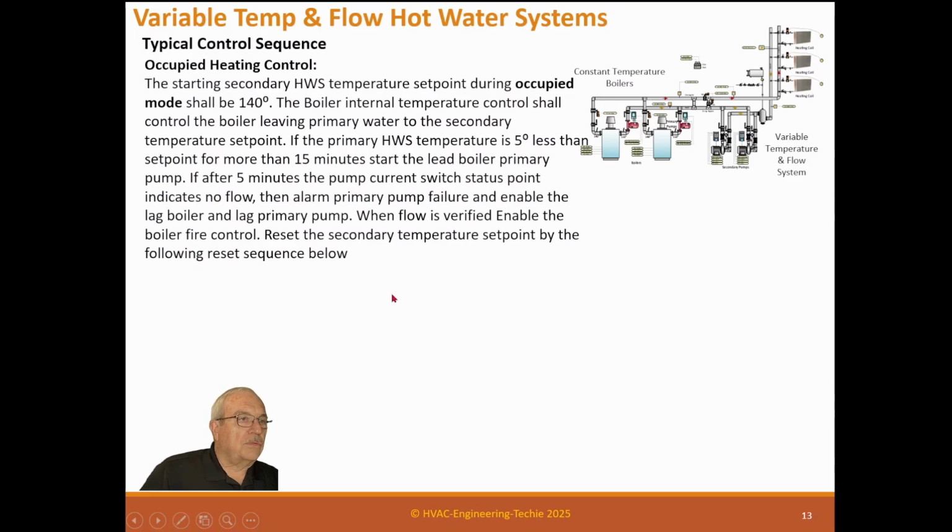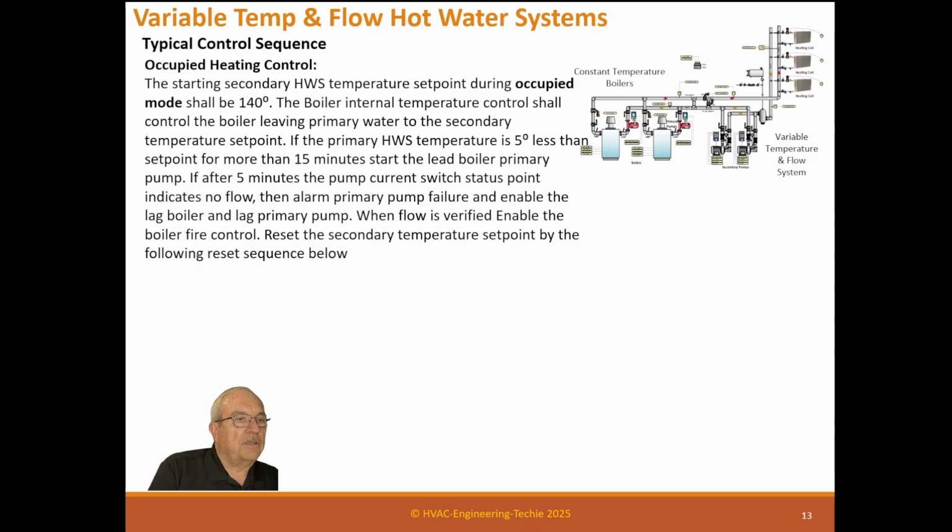Occupied heating controls. The secondary hot water supply temperature set point during occupied mode should be 140 degrees. The boiler and terminal temperature shall control the boiler leaving primary water to the secondary temperature set point. If the primary hot water supply temperature is 5 degrees less than the set point for more than 15 minutes, start the lead boiler primary pump.